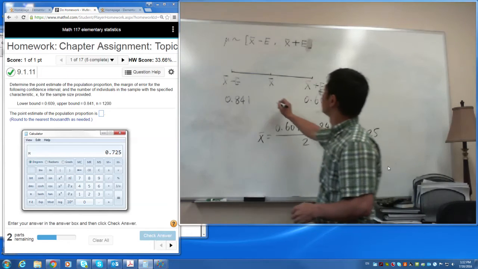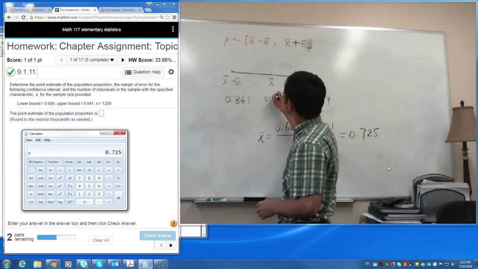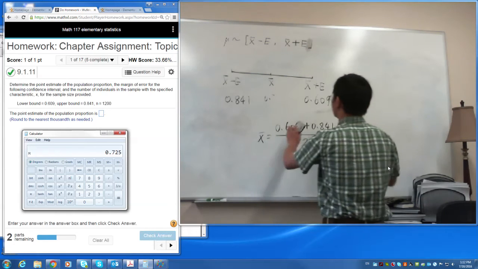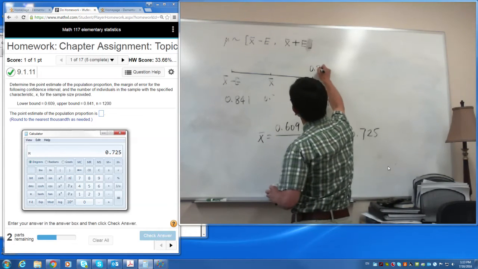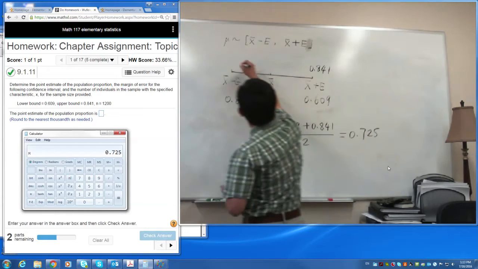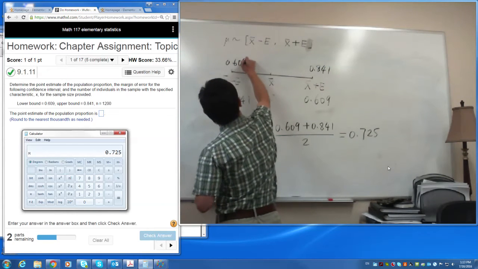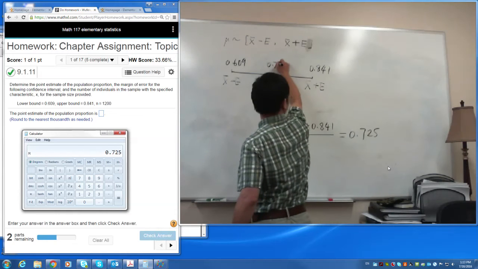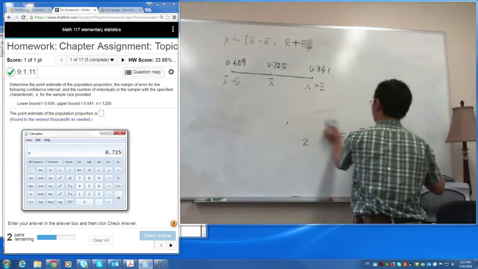The middle one is, so I have to switch it to that. So this one should be 0.841. This one should be 0.609. Okay. The middle one is 0.725.